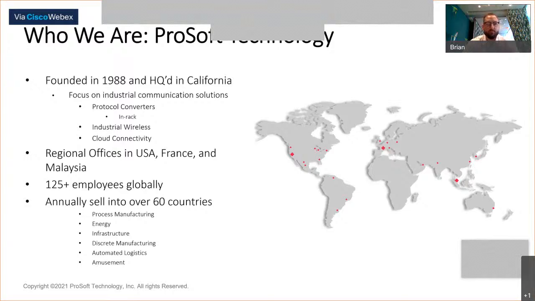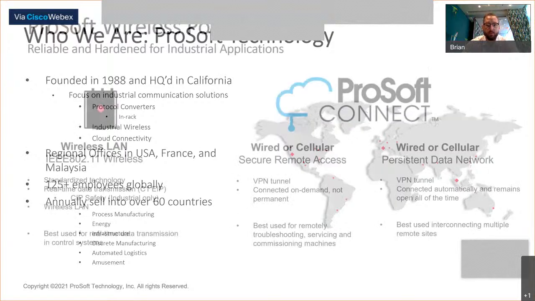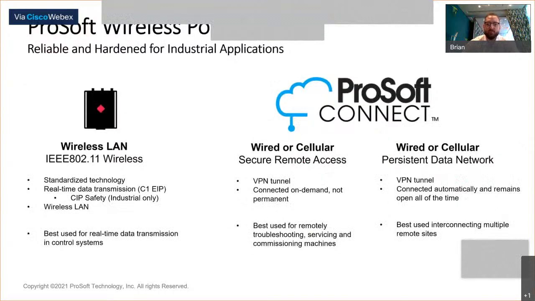So right here, you can see we have three different purpose-built, hardened, and industrial focused portfolios. We've got wireless LAN or wireless Ethernet. This is our RLX2 product family, and it's ideal for real-time data transmission for control systems. We'll talk a little bit about this soon.